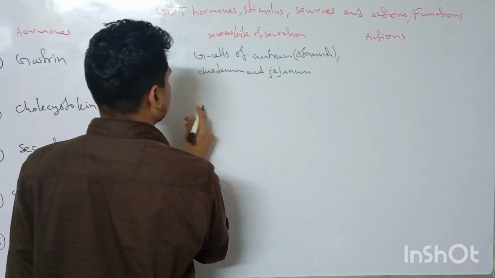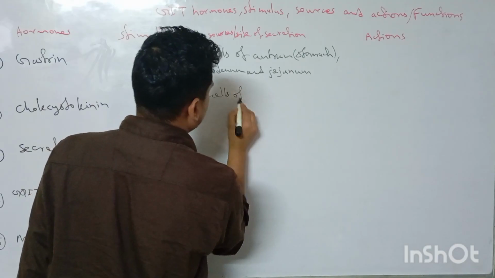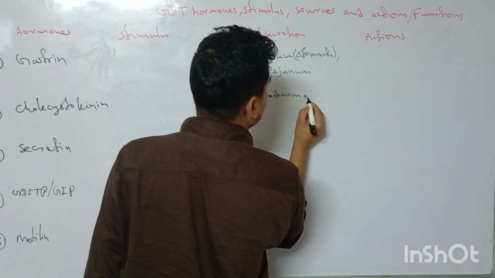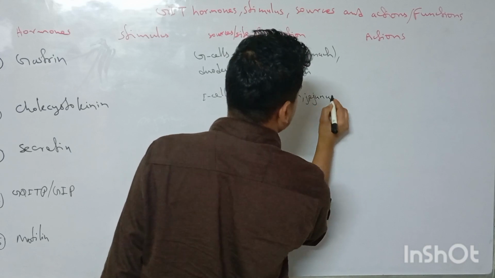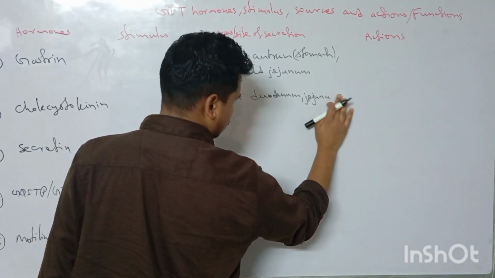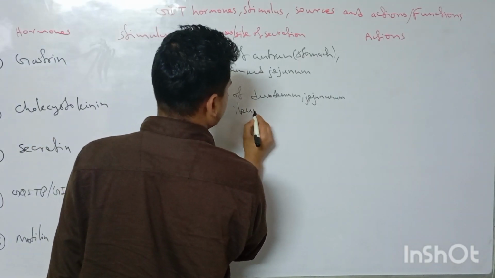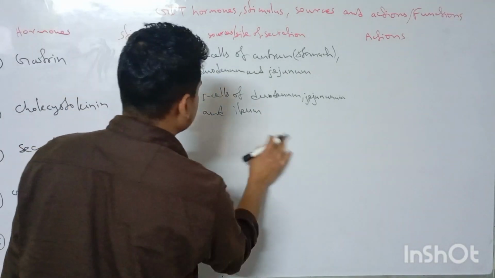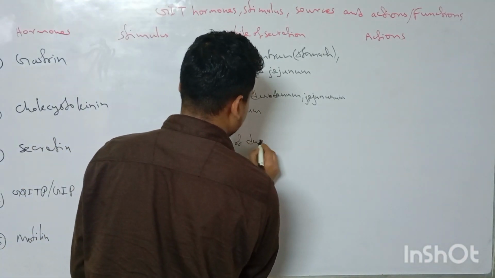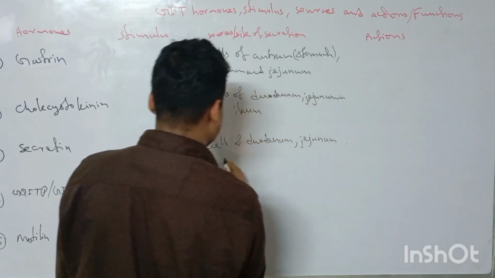Then cholecystokinin, the source for it is the I cells of small intestine, means mainly the duodenum and jejunum, and some amount is secreted also from the ileum. Then there is the secretin. So it is secreted from the S cells of duodenum, jejunum, and ileum.